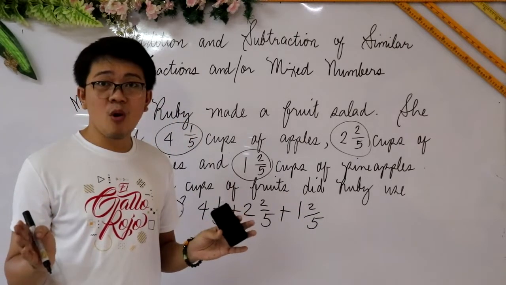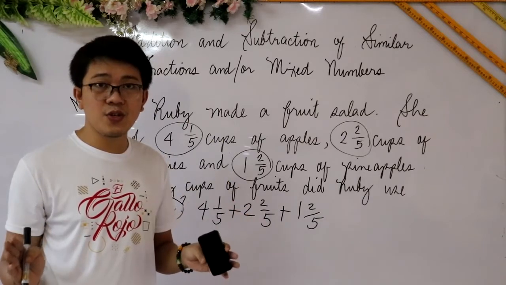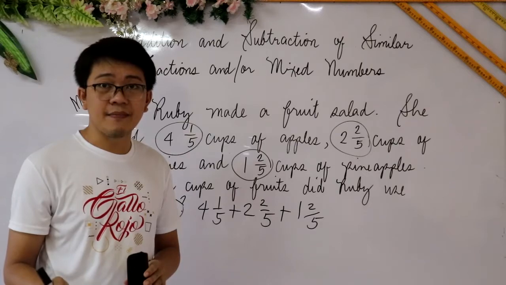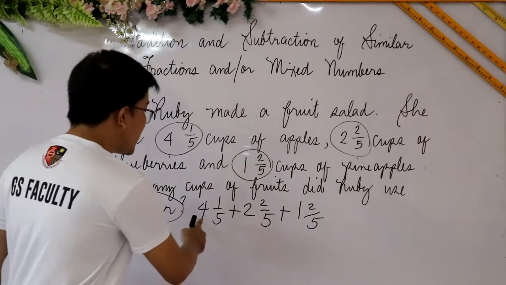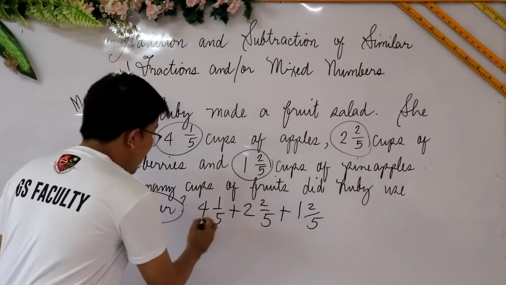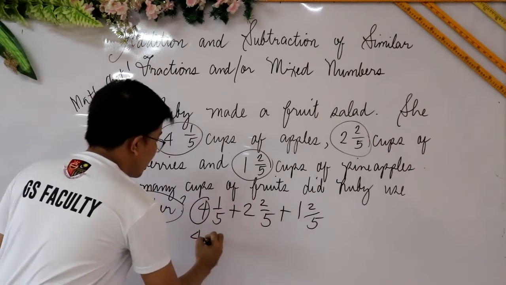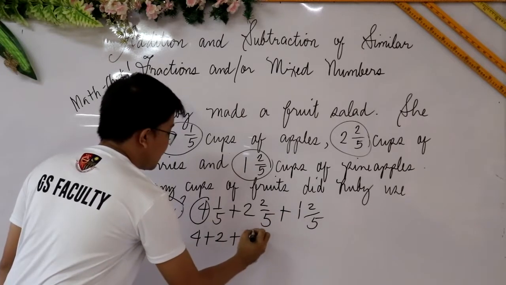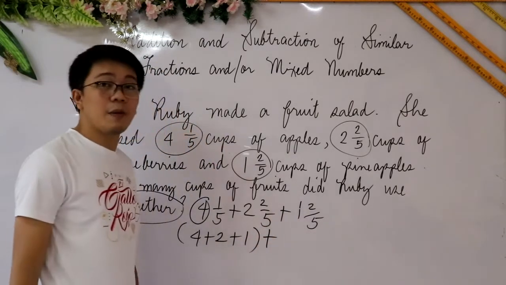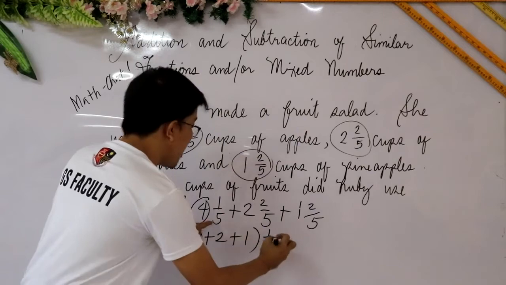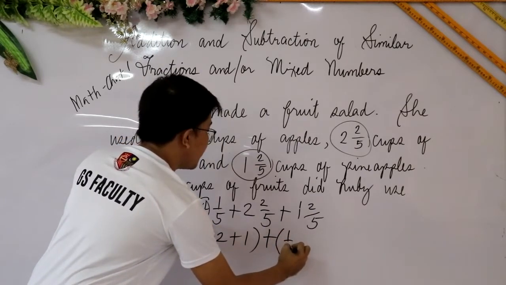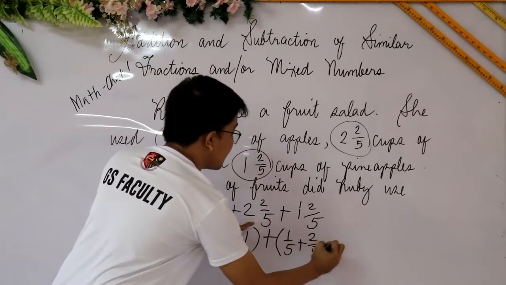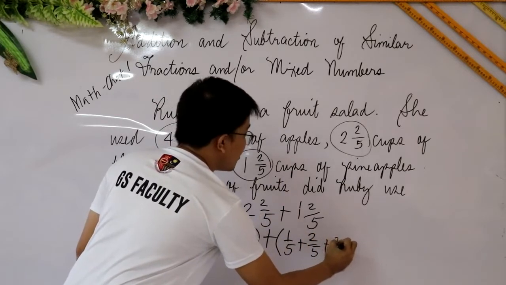Now, if you are dealing with more than 2 mixed numbers, I suggest you group whole numbers from fractions and get the sum. Let's begin. All the whole numbers here are 4 plus 2 plus 1. How about the fractions? The fractions are 1/5 plus 2/5 and another 2/5.